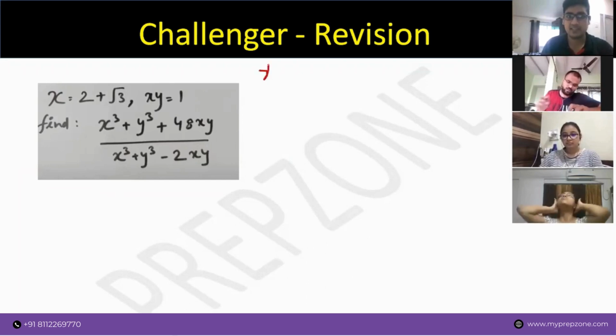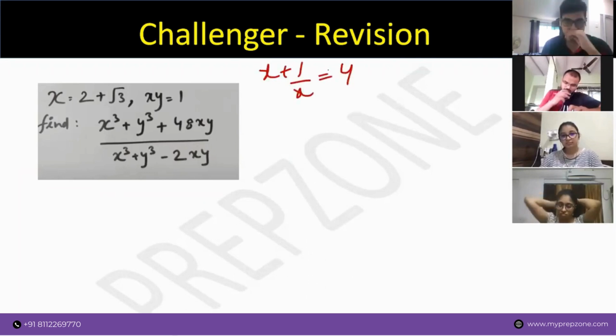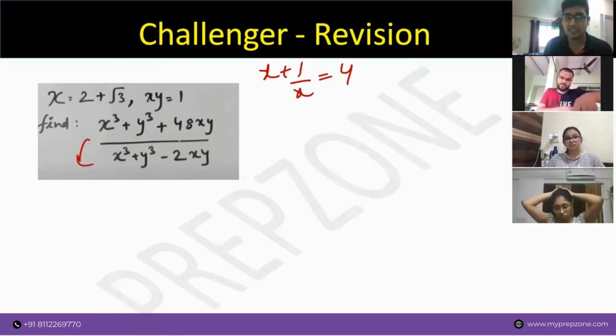Right? So I'll just write it so that we are not on different pages. This is 4. I'll derive this. Then I'll just rewrite this equation. This is x cube plus 1 by x cube.